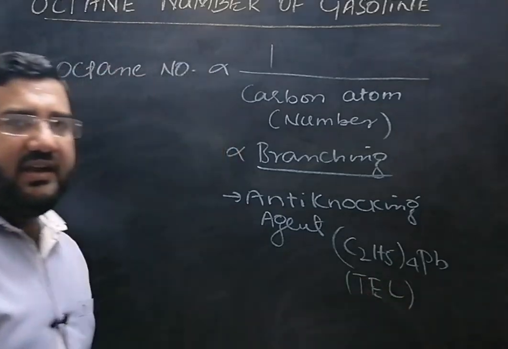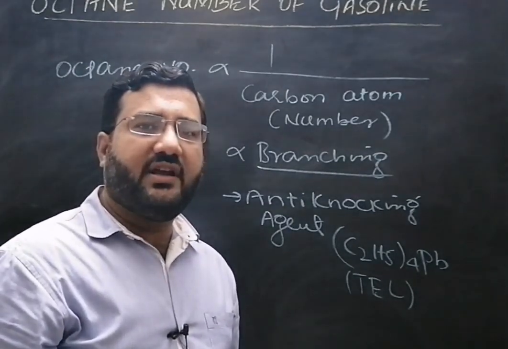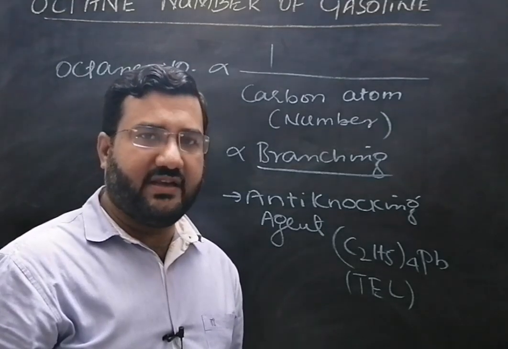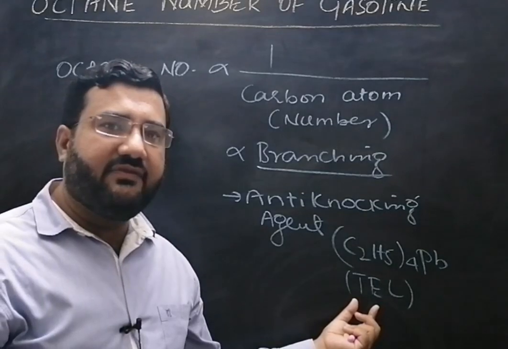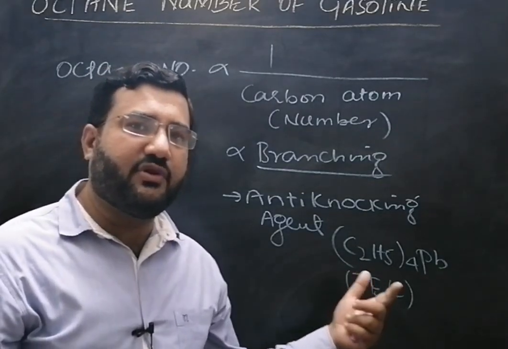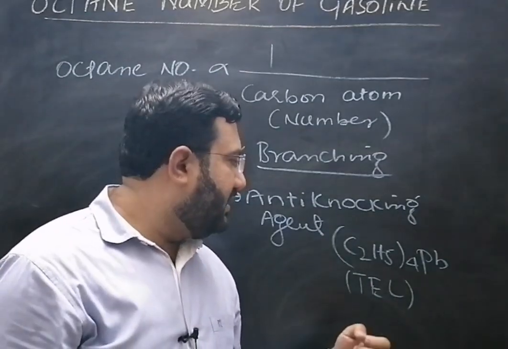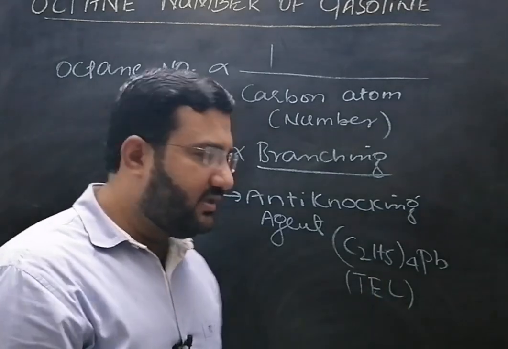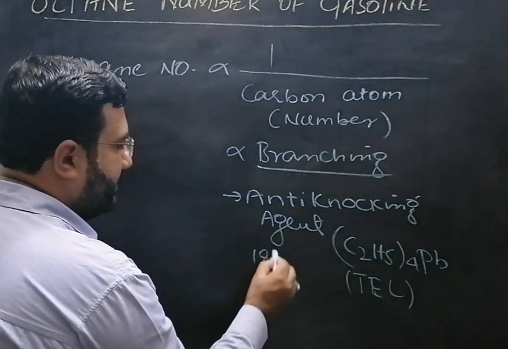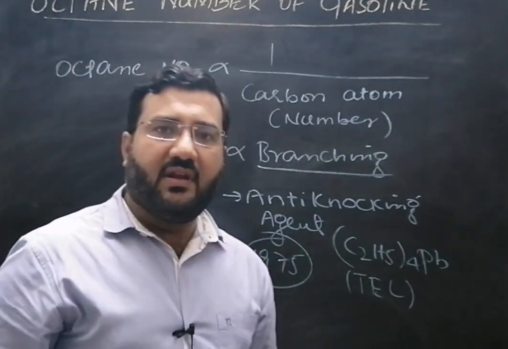So tetraethyl lead is an anti-knocking agent which actually inhibits the auto ignition of the air fuel mixture in the engine of the vehicles. And this tetraethyl lead acts as a negative catalyst, as it slows down the process of combustion to avoid the chances of auto ignition. And this tetraethyl lead was discontinued to be used in 1975 because of two reasons.